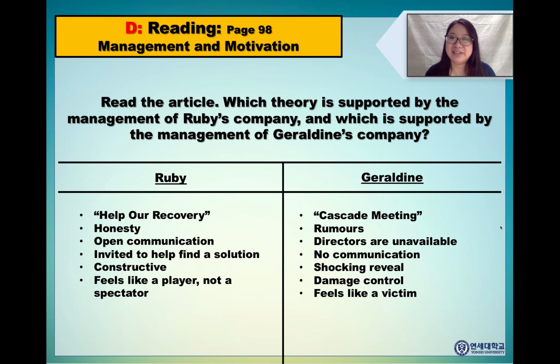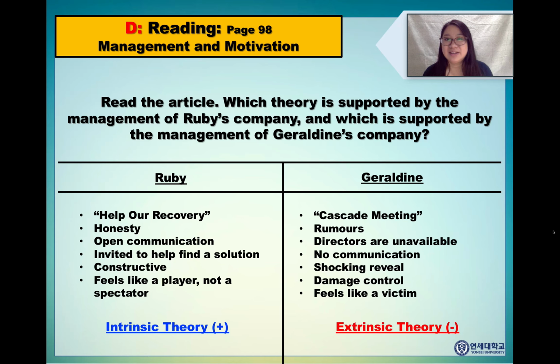Finally, Geraldine left the meeting feeling like a victim instead of feeling like a team player. She felt like her company had betrayed her in some way. So I think we can agree that Ruby's company believes in intrinsic theory, theory Y, and Geraldine's company believes in extrinsic theory, theory X. Unfortunately, they provided a lot of negative extrinsic motivations to Geraldine and her coworkers.